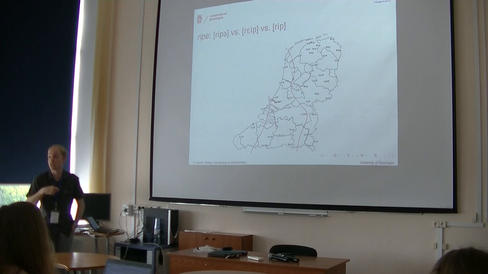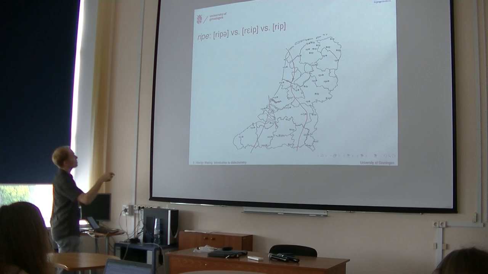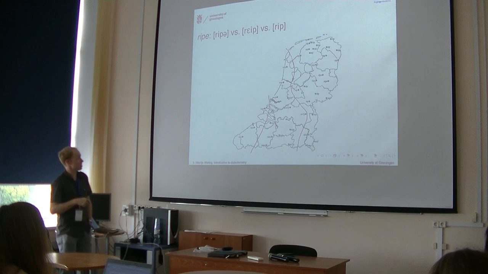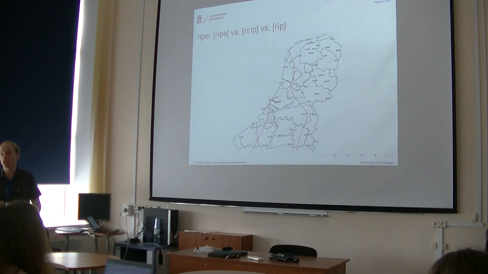What you see here is three different variants of rijk. It's either riepe, rijk, or riep. They use riepe in this area, they use rijk, which is the standard Dutch form, in this area, and they use riep here, and riepe in the West Flanders region. Then we have these isoglosses, which denote the borders between the different varieties.